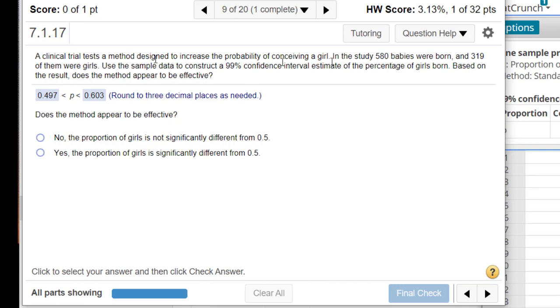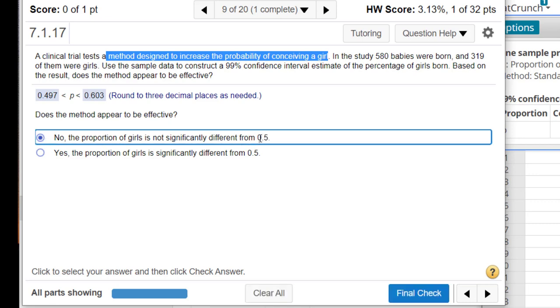This one talks about the trials being designed to increase the probability of having a girl. If you look here, 0.49 to 0.60, so 49% to 60%, that's close to the 50% that's normal. So I would say that this does not appear to be effective. The proportion of girls is not significantly different from 50%. 50% is your normal amount of girls.